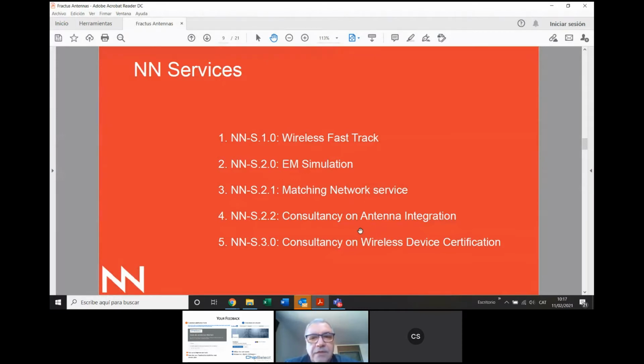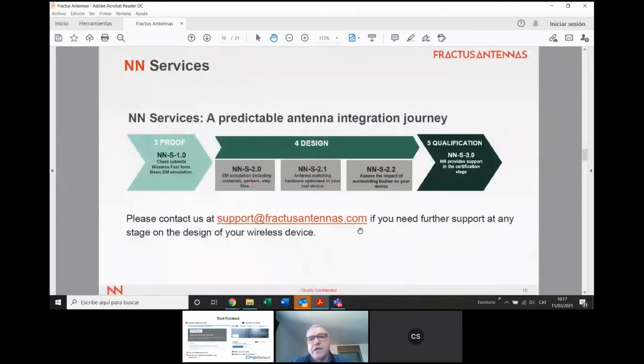I put it here in this graph, which is a kind of roadmap, and I will explain it to you in a minute. If you have any question, please let us know by email, as mentioned by Olivier. The services that we're offering to our customer are split in these 5 parts.